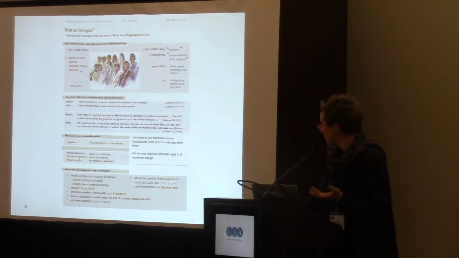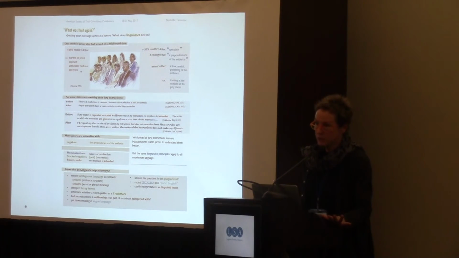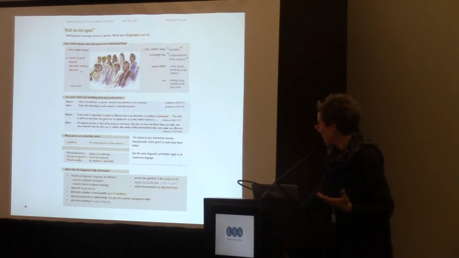For example, 50% of the jurors who were tested in one study could not define "speculate." They thought that a preponderance of the evidence meant either a slow, careful pondering of the evidence or looking at the exhibits in the jury room. Okay, so this is what the trial lawyers are up against, and these people are advising the trial lawyers. So we just thought they should know about juries. Okay, so we started to tell them some of this stuff.